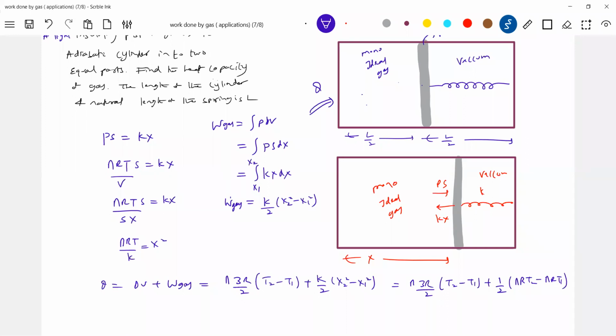Well, the length of the left part of the cylinder should be L by 2 plus x. No, sir, I just assumed x. Don't go for lengthy calculation. This will become, everything will become 2nR. What is molar capacity? Q by n delta T. So what is Q? 2nR into T2 minus T1, divided by n.